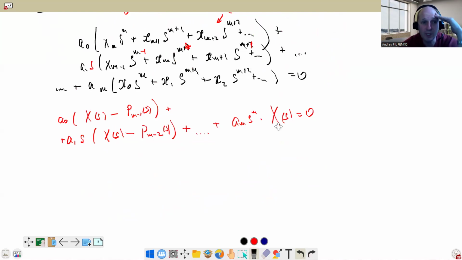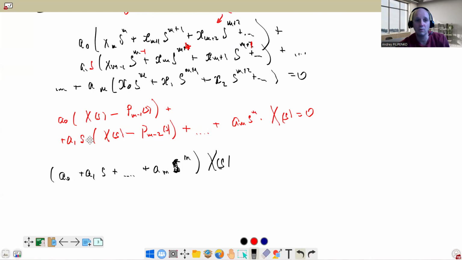Now, opening parentheses, we obtain a0 X(s), a1 s X(s), so (a0 + a1 s + ... + am s^m) X(s), and here what is it, a polynomial of order m-2, plus again some polynomial, so overall a polynomial of degree m-1. We move this polynomial to the right hand side, so Q_{m-1}(s).